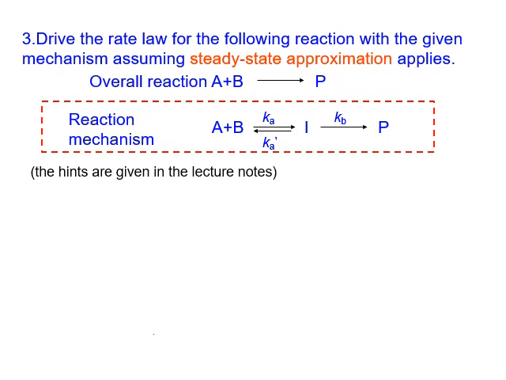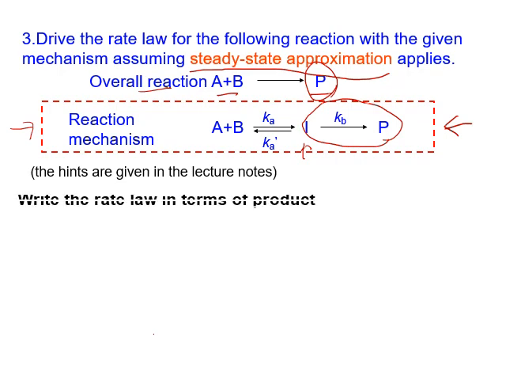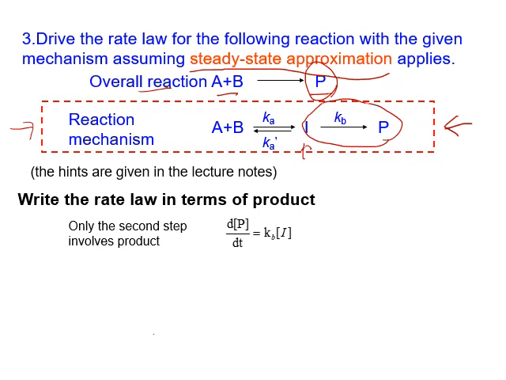Question number 3. Using steady state approximation to derive rate law of this overall reaction where the mechanism is given. To derive rate law, we choose either reactants or product. But when we derive rate law, we have to look at the mechanism, not the overall reaction. All right, let's choose product to derive rate law. In the mechanism, only the last step involves the product. And this is the first order reaction because the reactant is the concentration of intermediate. And so the rate law for product is Kb times I.